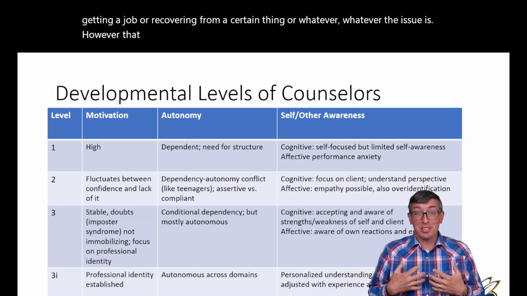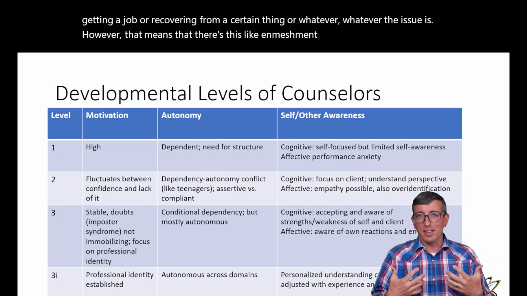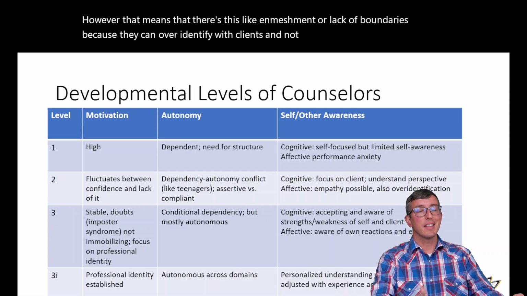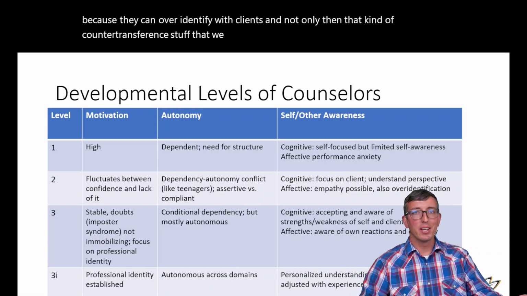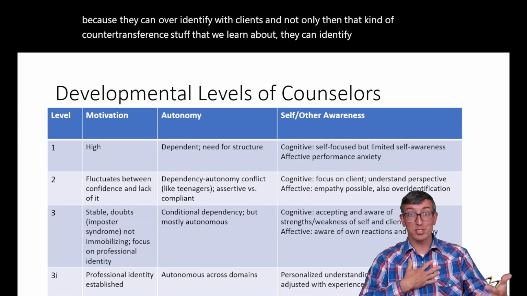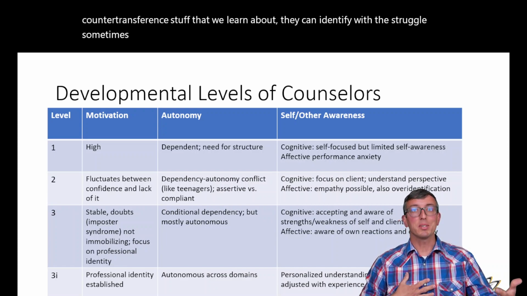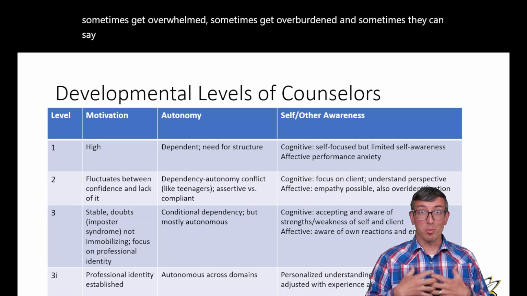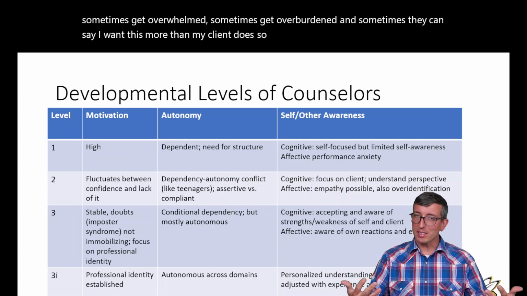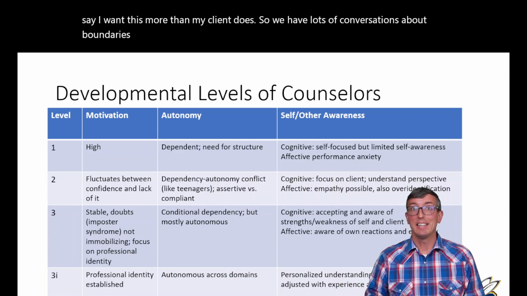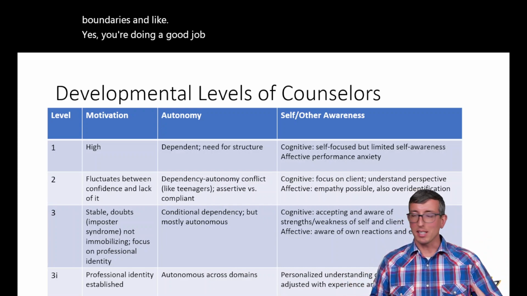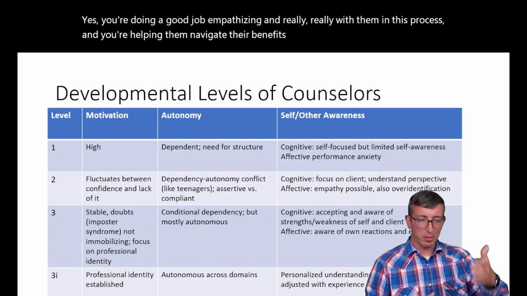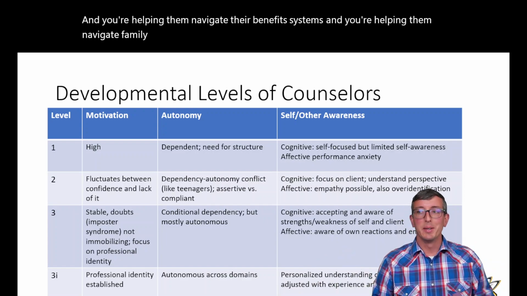However, that means that there's this enmeshment or lack of boundaries, because they can over-identify with clients, and not only then that counter-transference stuff that we learn about, they can identify with the struggle, sometimes get overwhelmed, sometimes get overburdened, and sometimes they can say, I want this more than my client does. So we have lots of conversations about boundaries, and like, yes, you're doing a good job empathizing and really being with them in this process, and you're helping them navigate their benefit systems, and you're helping them navigate family issues or whatever.